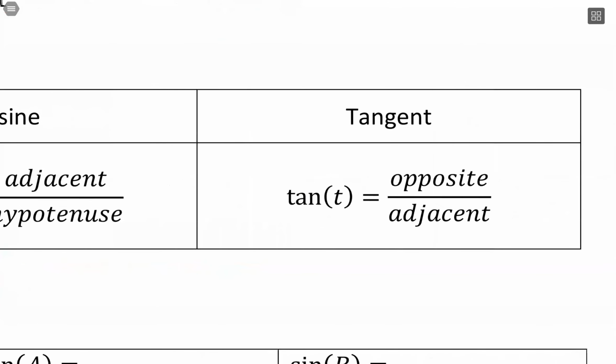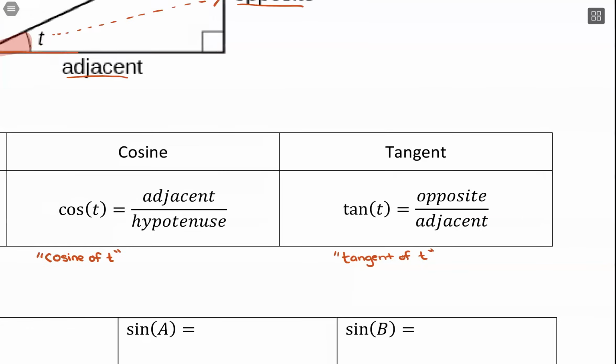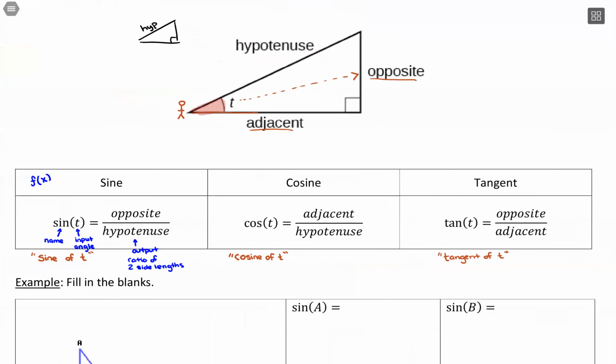And then our third one here is tangent. So this would be tangent of t. And with this one, again, the input is that angle t, and the ratio is going to be the opposite over adjacent. So we have these three trig functions.